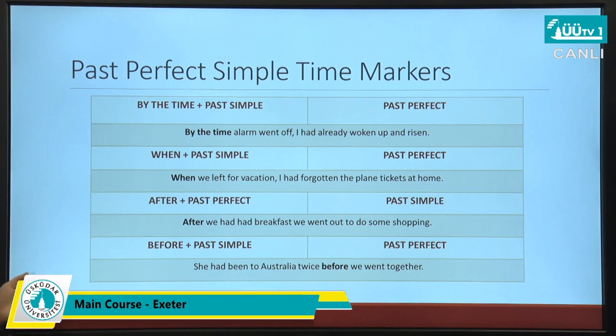And about before, with before we can use past simple, then past perfect. For example, she'd been to Australia twice before we went together. So she went there, let's say in 2011, and we went together in 2020. So I'm saying that she was there before, then we went there. So we can use it like this.